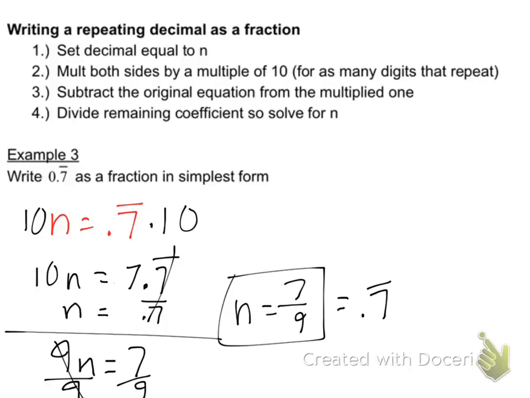This works every time. So wait a minute. Remember yesterday we talked about rational numbers, and that if it's a repeating decimal, it can be considered a rational number because you can write it as a fraction? This is why. Okay? So make sure you're multiplying by the proper multiples of 10, subtracting, and then divide it out.